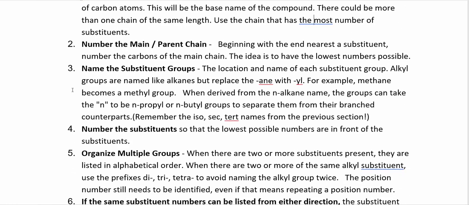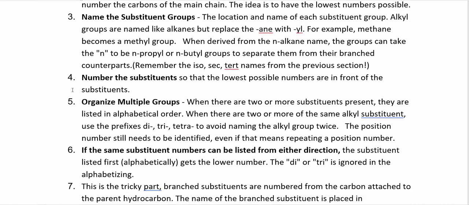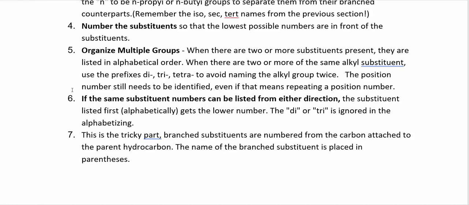You're then going to number that chain, and you're going to begin with the end that's nearest a substituent, and you're going to number the carbons of that chain. The idea is to have the lowest number possible. You're then going to name your substituents and put them in alphabetical order. You're going to find the number associated with the substituents that gives you the address of where to find them. And you're going to organize everything together and name your compound.